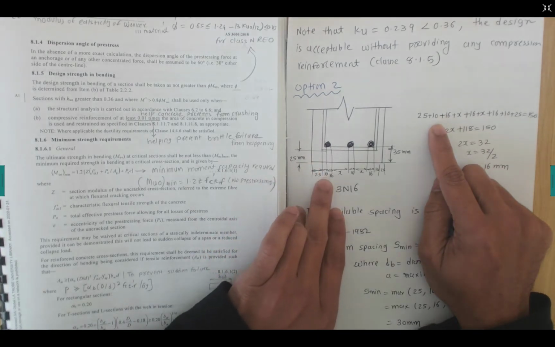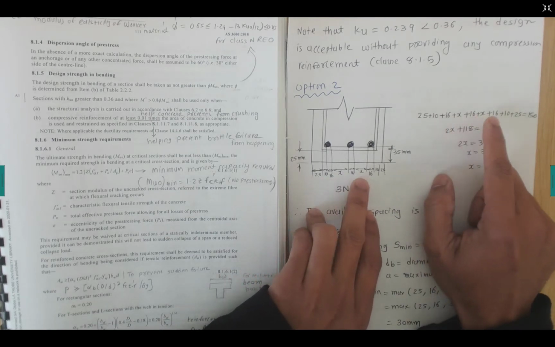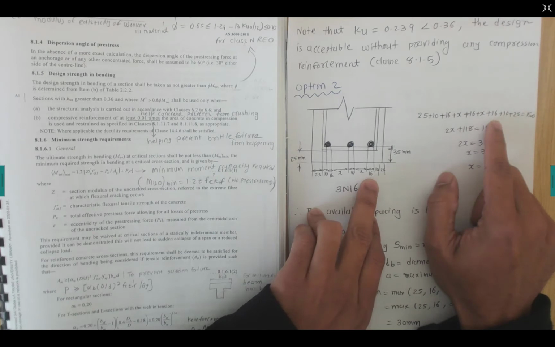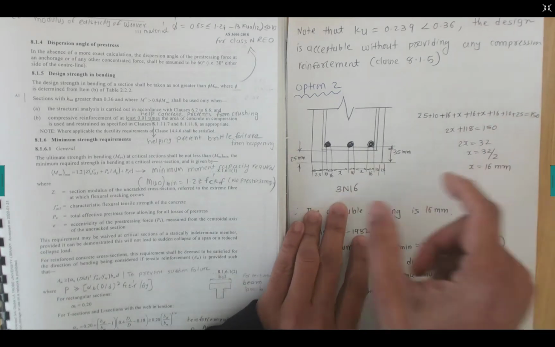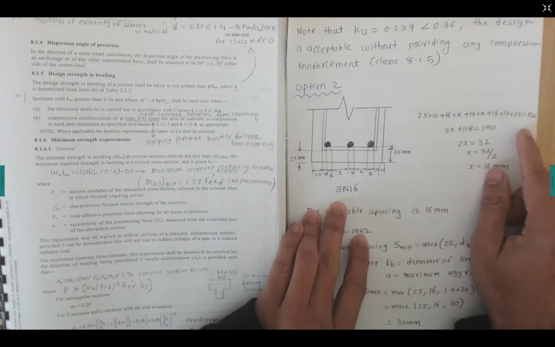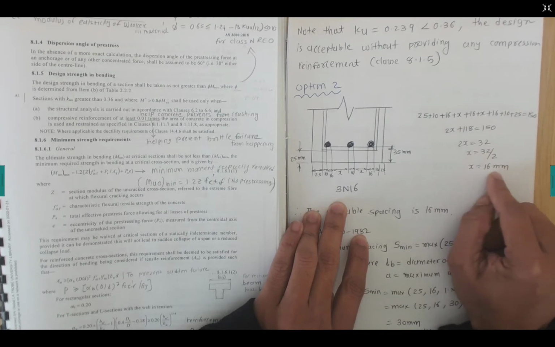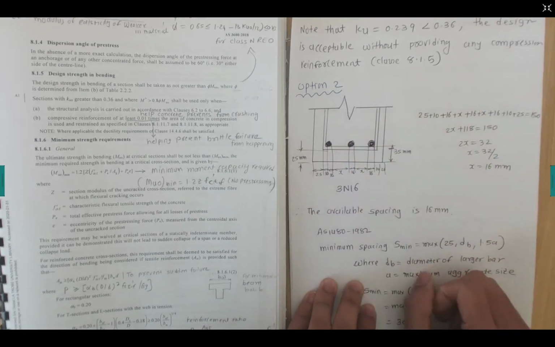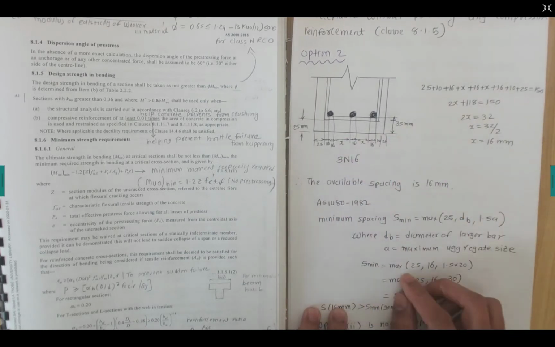The stirrup is 10 millimeters, and the bar diameter is 16. Let's say we need to find this x distance. Then 16 plus stirrup diameter 10 plus 25 equals 150, which is the width of the beam. Now if I add them together, that will be 2x plus 118 equals 150. If I bring this across, it becomes 32. So distance x is basically 16 millimeters. That's the gap between two reinforcements, the available spacing with this reinforcement.